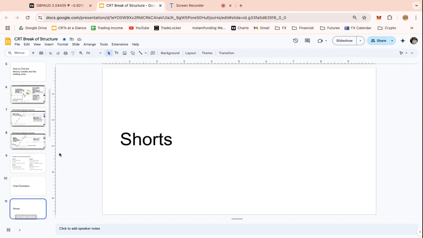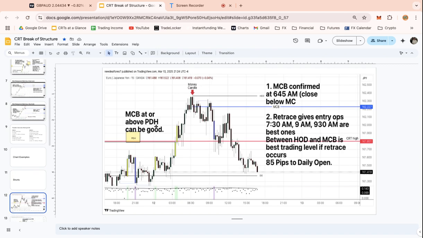So let's take a look at some chart examples here. Here are some shorts. Step one, remember, you come to the chart. Is price above the high of day, the prior high of day? Yes, it is up here. That's just where it is.